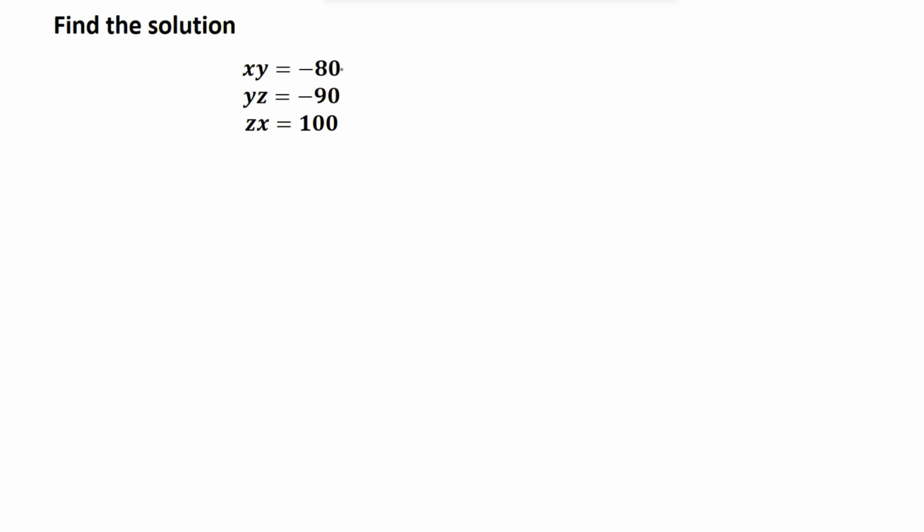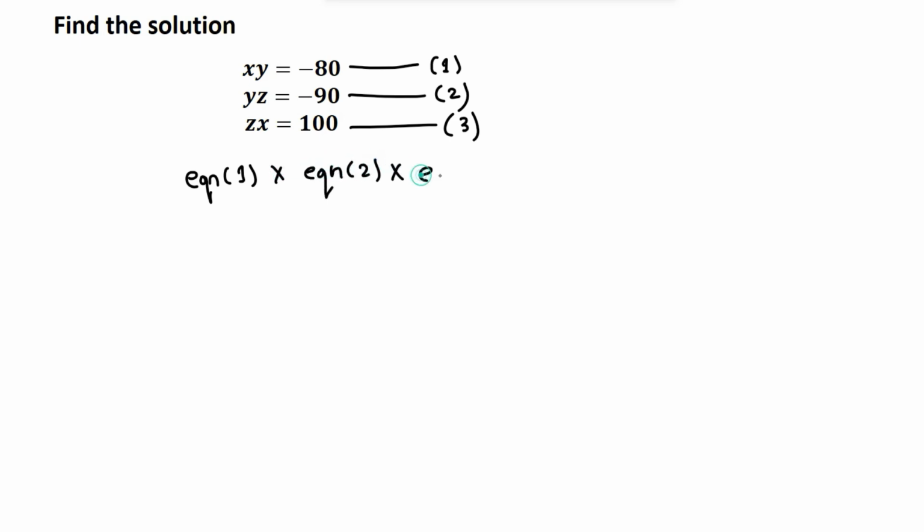In the first step, I'll call these equation 1, equation 2 and equation 3. In the next step, I am going to multiply equation 1 with equation 2 multiplied with equation 3. So I can write xy multiplied with yz multiplied with zx equals minus 80 multiplied with minus 90 multiplied with 100.